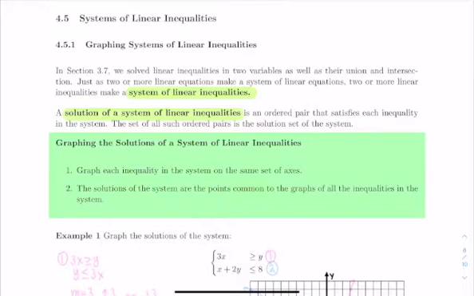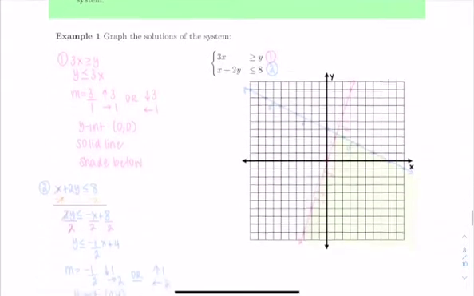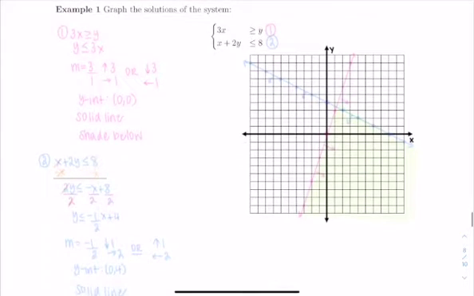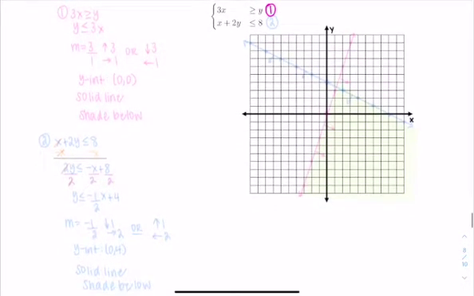So to solve these, we are going to graph each inequality in the system on the same set of axes. The solutions of the system are the points common to the graphs of all the inequalities in the system. So it's like the intersection. So let's go ahead and look at the first example. I am going to label my inequalities.